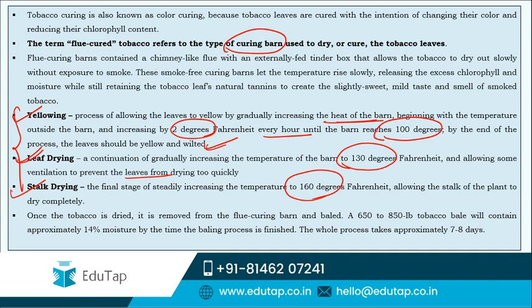Now finally the moisture percentage should be 14% by the time the entire curing process is done, and the leaves are tied into bales, and this whole process takes some 7 to 8 days. So this is about flue curing in tobacco. And curing is done not only to dry but also to change the chlorophyll content, a decrease in chlorophyll content, and changing the color, etc.